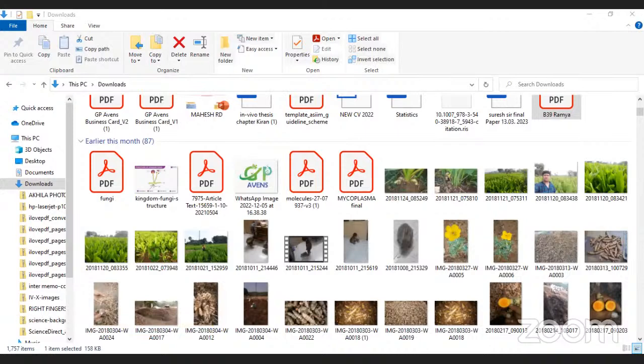Good evening, all of you. Okay, today we will discuss apomixis. So, any idea about apomixis? Yes. First we discuss the introduction.